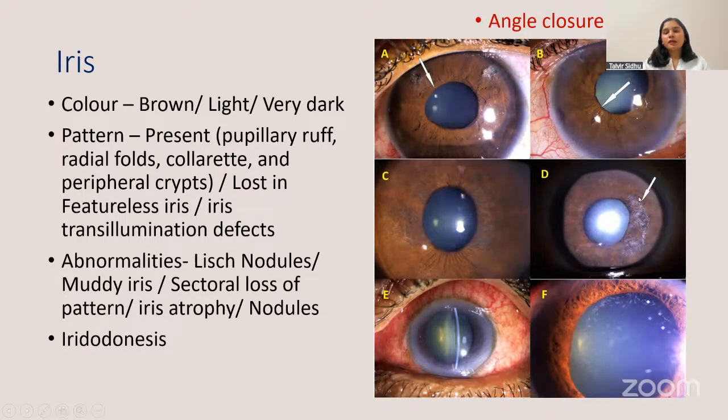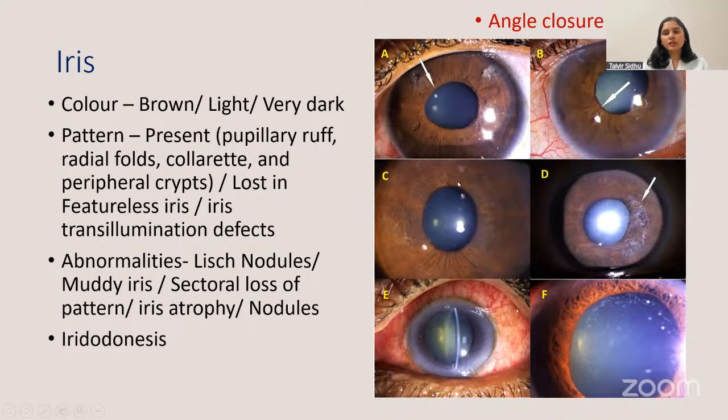This is a very important and a beautiful slide which shows you what happens in angle closure. What happens in angle closure is that there are very high IOPs which cause the ischemia of the pupillary border and the constrictor pupillae muscle. So here you can see that the ruff is intact over here and the pupillary ruff is lost on this side. Similarly, here you can see that the pupillary ruff is intact here and it is lost on the other side.